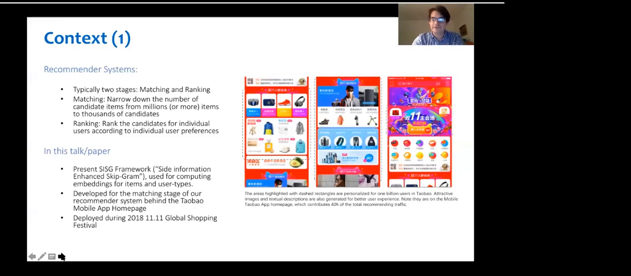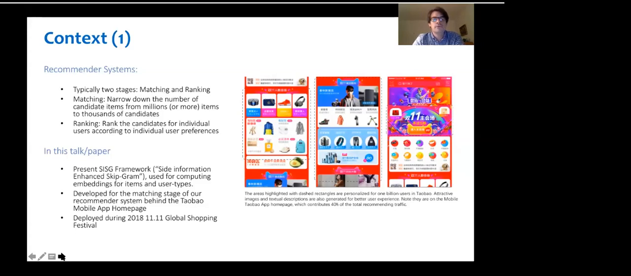Obviously, since this is a talk by Alibaba and particularly Taobao, our work deals with recommender systems. Recommender systems typically consist of two stages, matching and ranking. In the matching stage, we want to narrow down the number of candidate items from millions or maybe even much more items to thousands of candidates, which are then fed into a ranking engine in the second stage, the ranking stage, which ranks the candidates for individual users according to their individual user preferences.